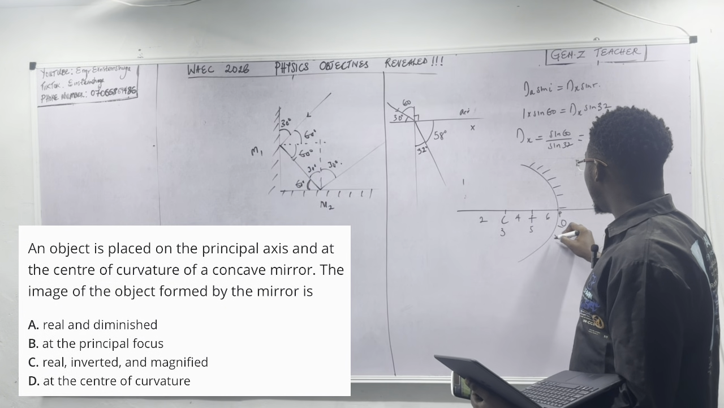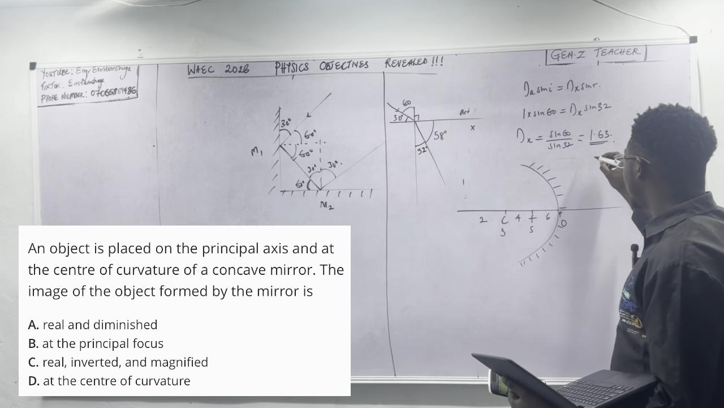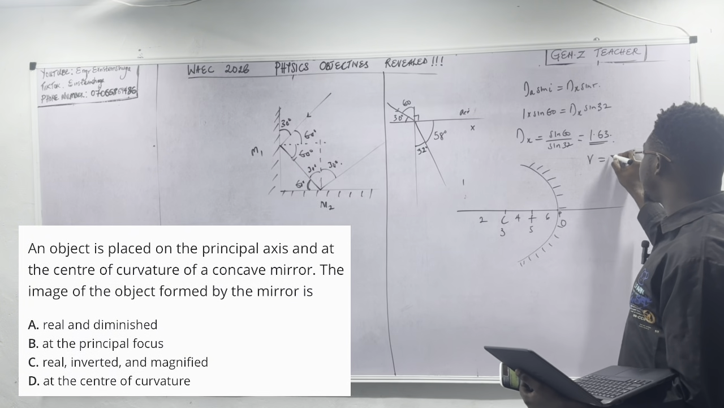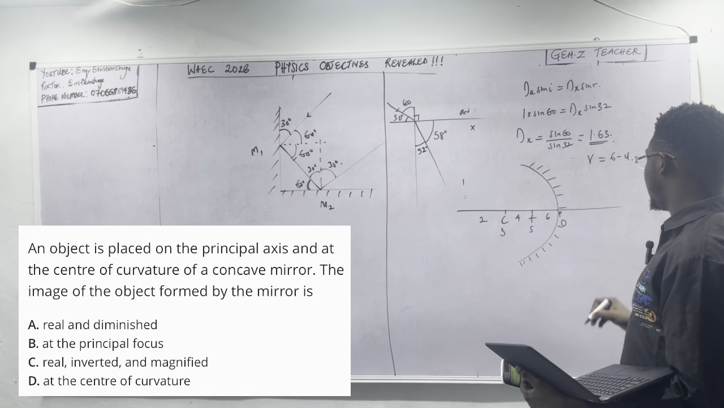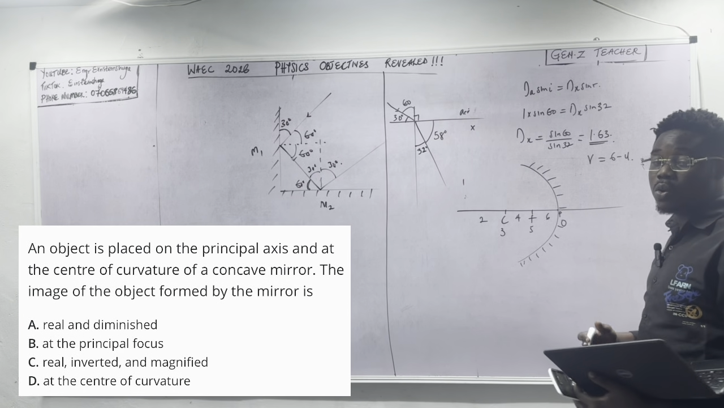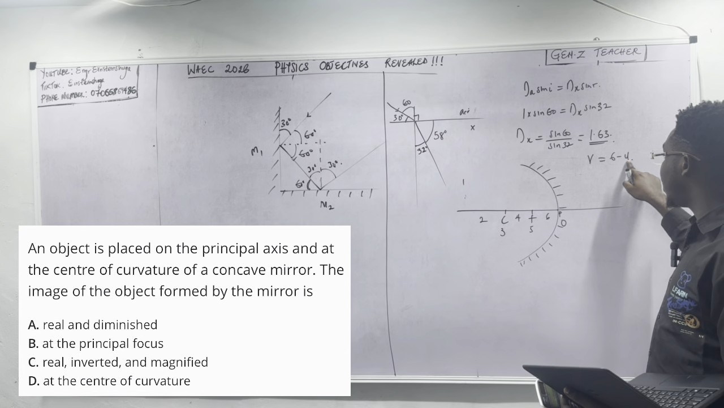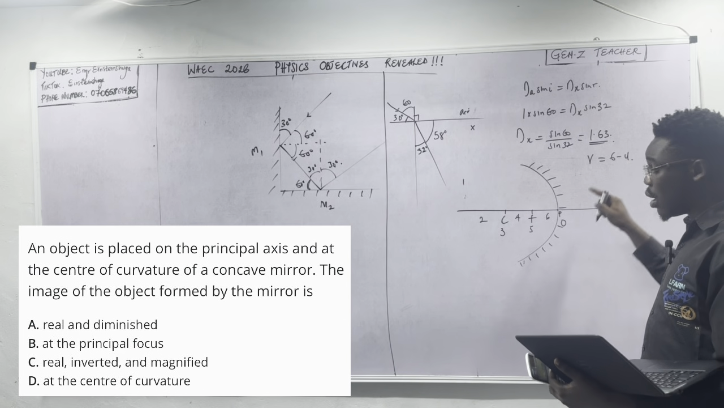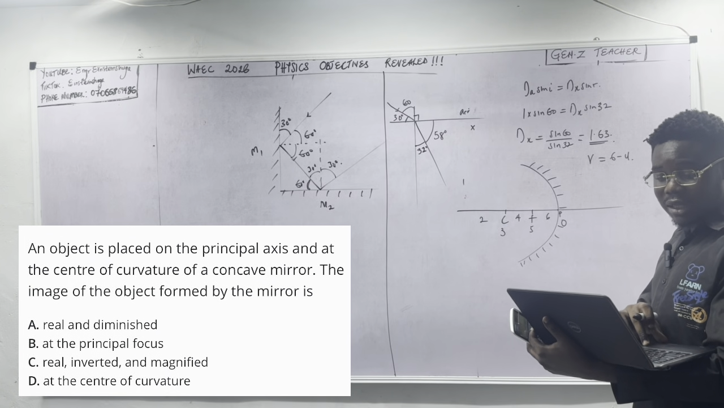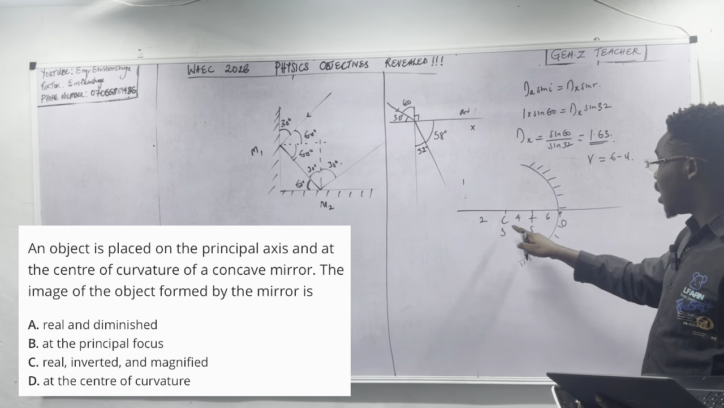Now quickly, I'll give you a formula to apply. Okay, the V is always equal to 6 minus U, or V plus U equals 6. Now to know the image position, I'm going to do 6 minus where the object lies. Now since the question says it lies at the center of curvature, and that is 3.